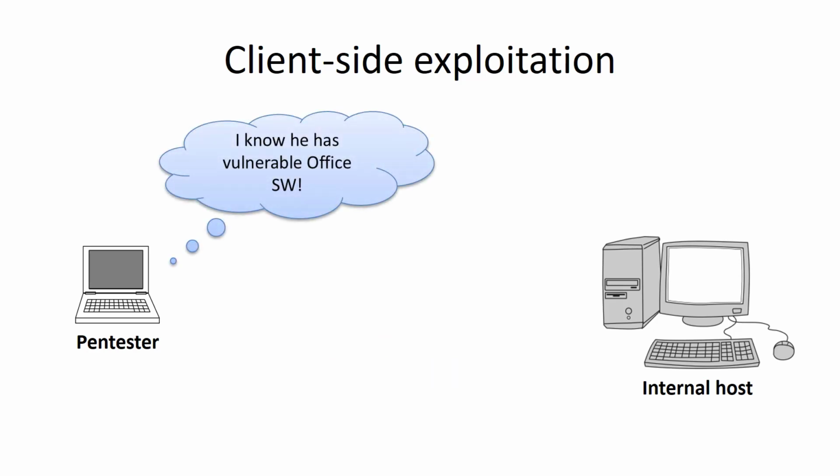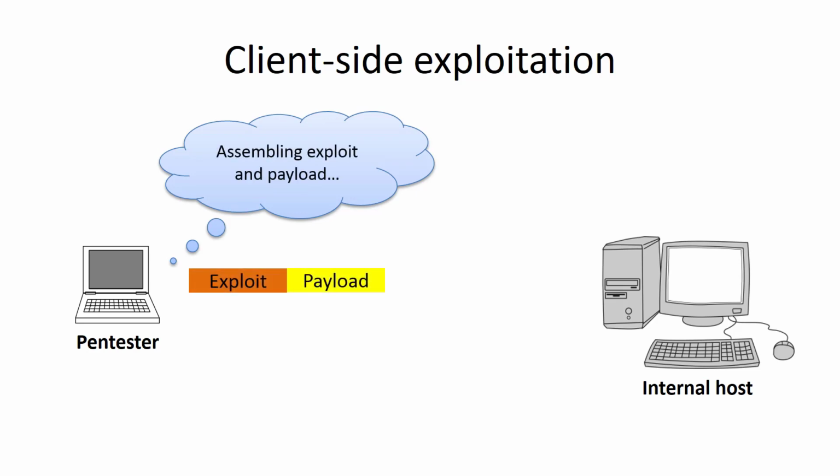Let's imagine that the pen tester knows that all corporate computers use a vulnerable program, for example a PDF reader or another office program. Having this information, the pen tester tries to find an appropriate exploit and payload in the Metasploit database. When he finds them, both parts are combined and a new file is generated. In our case, it's a regular PDF file, but it's crafted to cause exploitation in the vulnerable program.